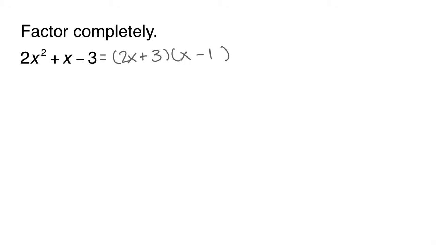And we see that the middle term does equal x when we multiply out because we have 2x squared when we multiply the first terms. Then we have minus 2x plus 3x, which is equal to x when we multiply the outside and inside terms. And then we have 3 times -1, or -3, when we multiply the last terms. Therefore, we have factored correctly.